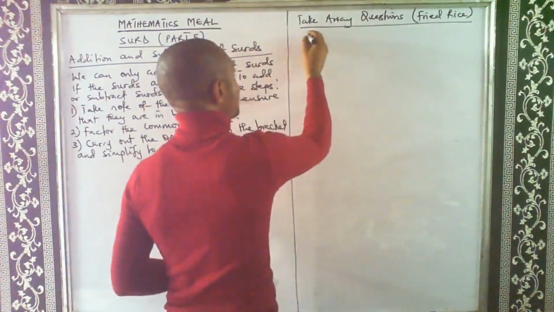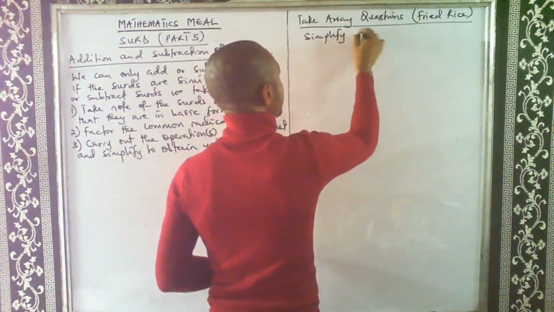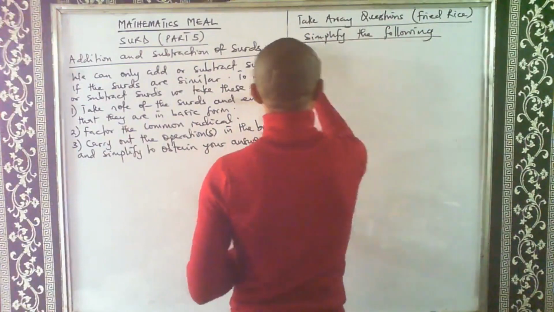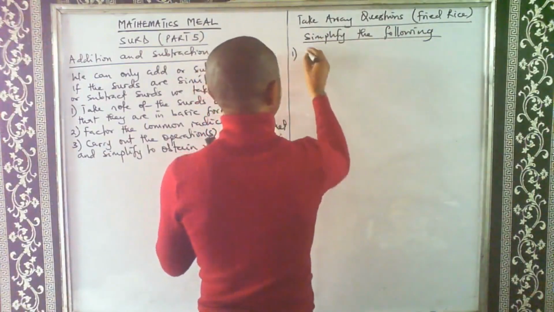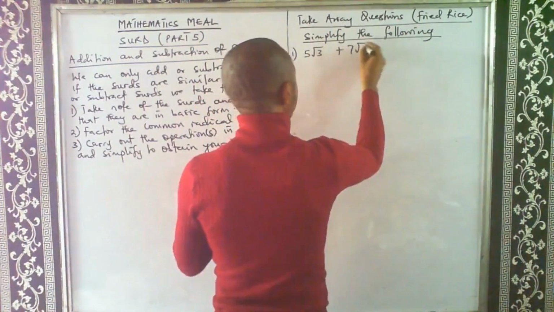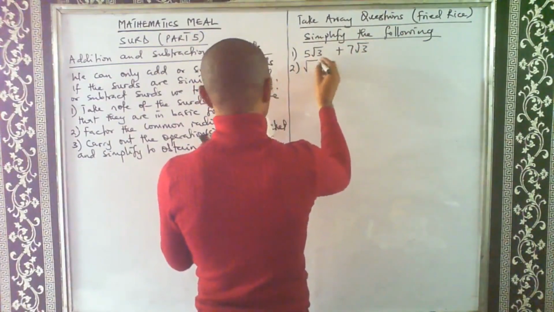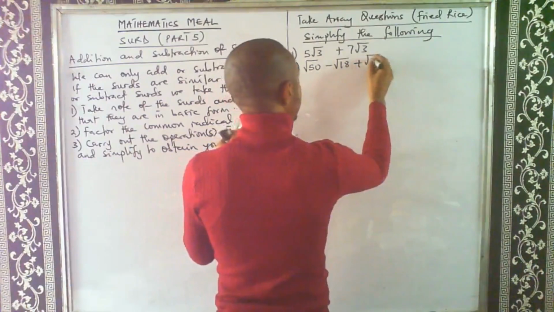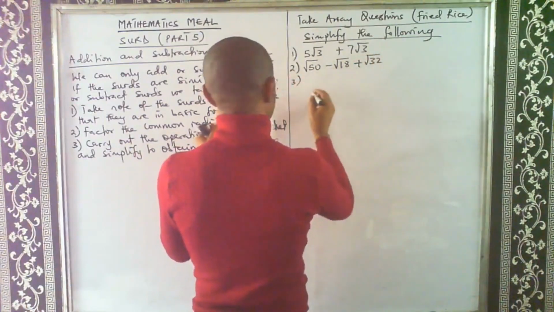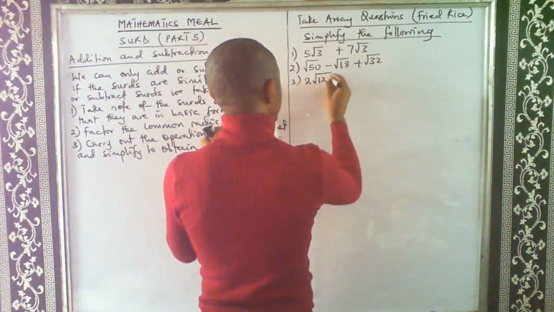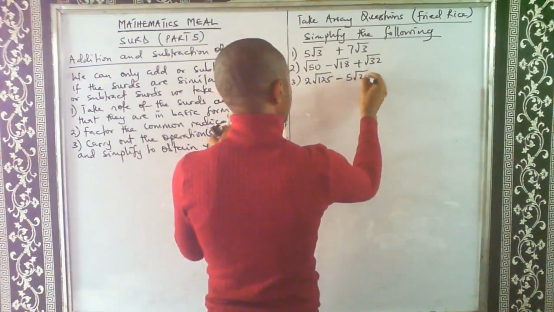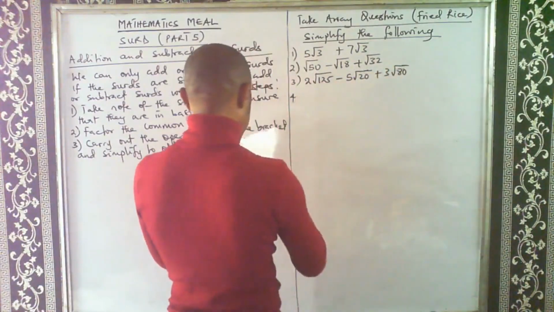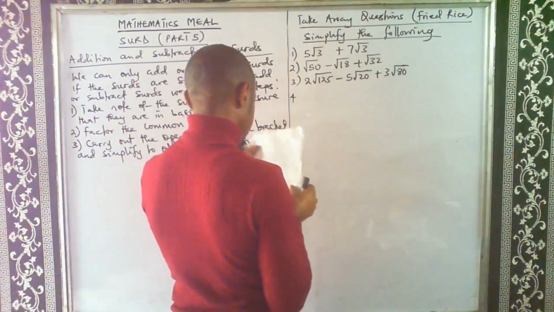So let's move together. Simplify the following. Let's simplify this. These questions occur. We have 5 root 3 plus 7 root 3. We have 2 root 50 minus root 18 plus root 32. 3. We have 2 root 125 minus 5 root 20 plus 3 root 80.